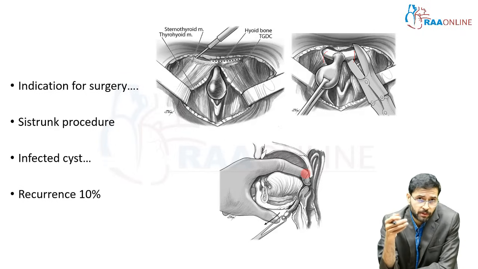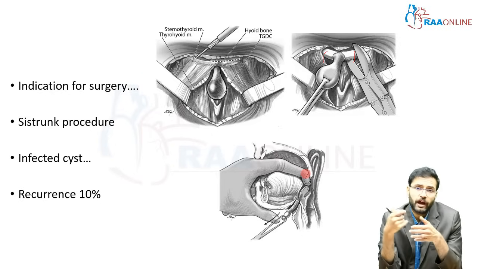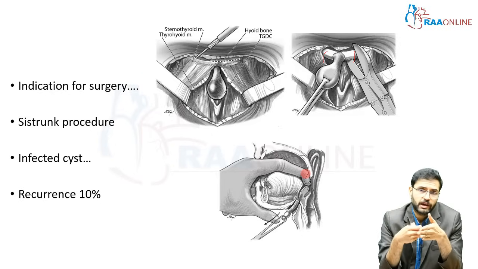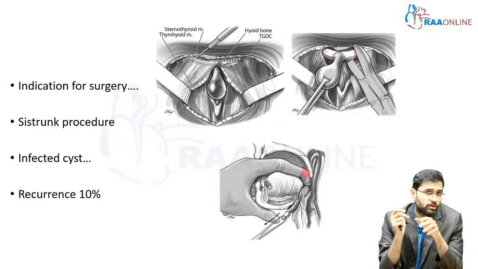A very important point to be remembered in infants is that the hyoid bone and the thyroid cartilage might be in close approximation to each other, in very small infants. So, in such cases, injury to the larynx as you are dividing the hyoid bone is very common and has to be thought about.